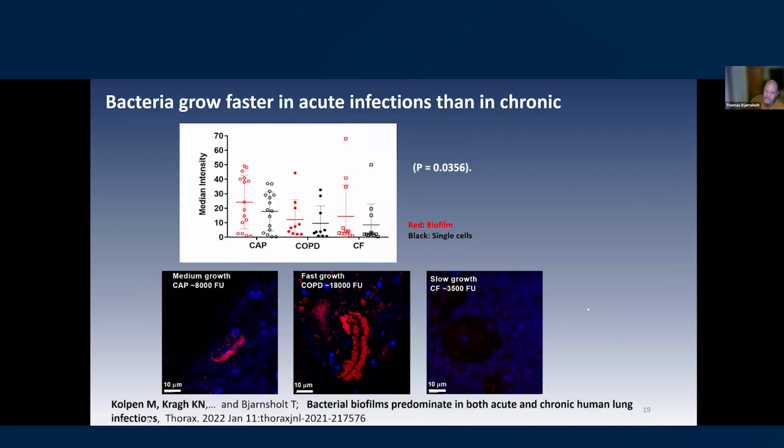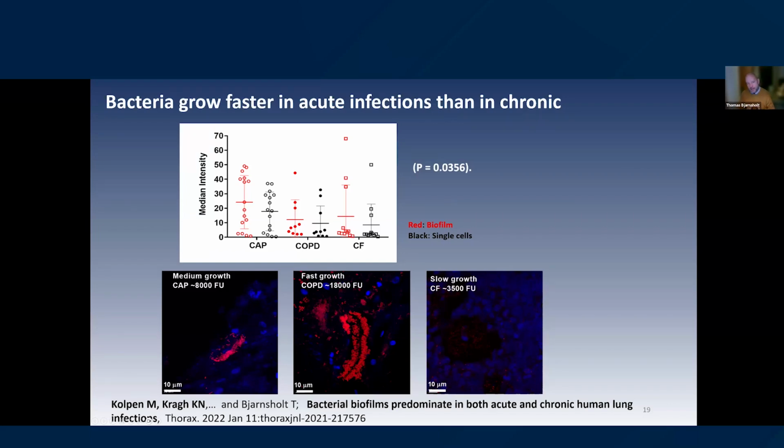That's also what we see in the CF lung. In the study I showed you before, we started to think: if we can find single cells in chronic infection, can we also find biofilms in acute pulmonary infections? So we investigated community-acquired pneumonia as an acute infection, COPD patients as an intermediate infection, and CF as a chronic infection.